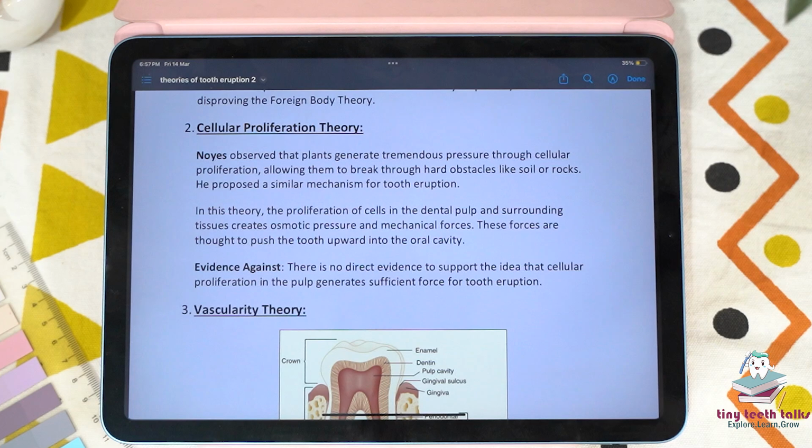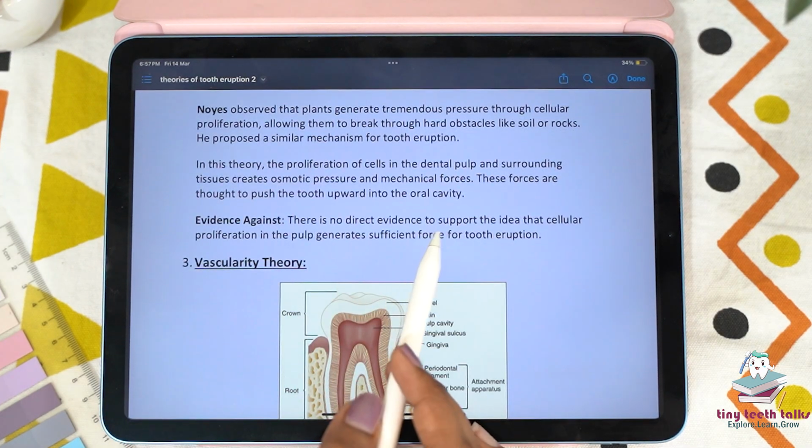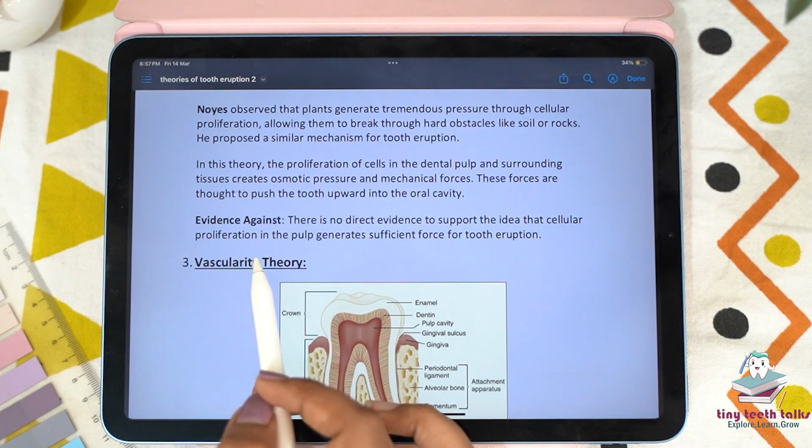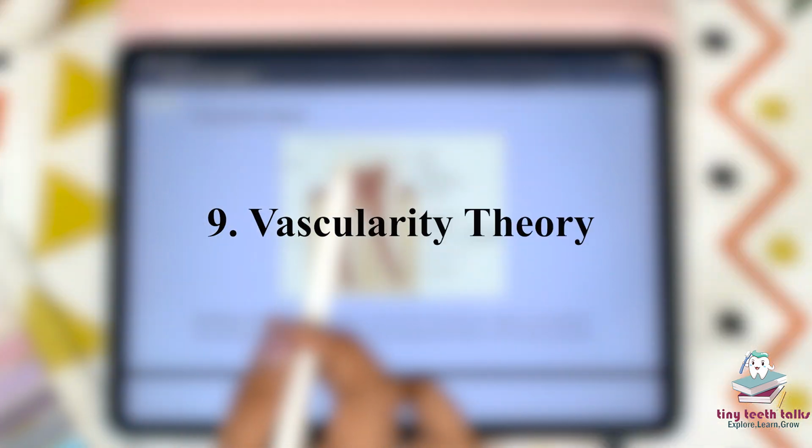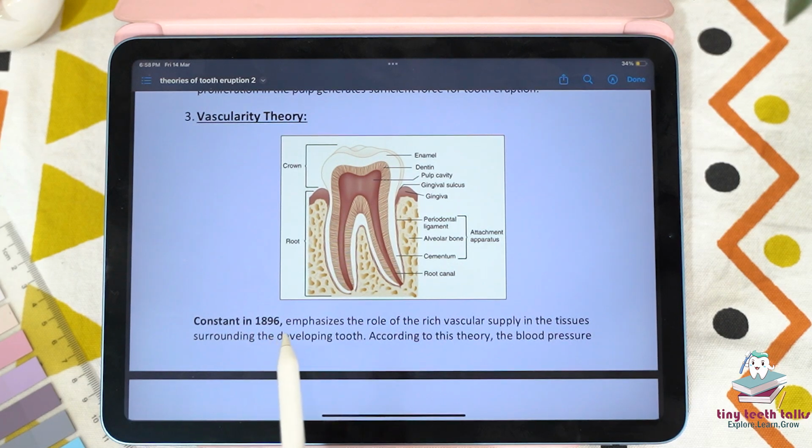So, in the dental pulp, cells like fibroblasts and undifferentiated mesenchymal cells actively divide and multiply. This rapid cell multiplication increases the number of cells in a confined space, leading to physical pressure within the pulp, which creates the force that is thought to push the tooth into the oral cavity. But there is no direct evidence to support the idea that cellular proliferation in the pulp generates sufficient force for tooth eruption.